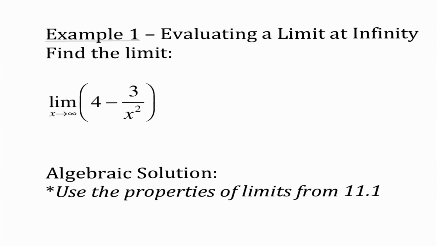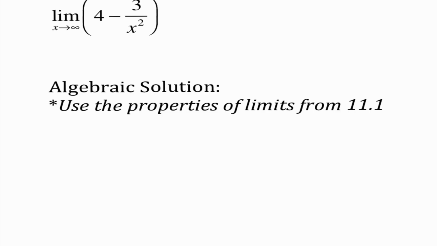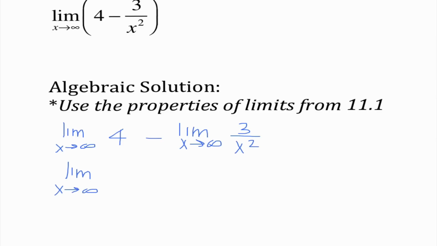It says find the limit. What we're going to have to do here is do this algebraically first. I'm going to have to use some of the properties that we learned back in 11.1. One of the first properties we learned is that if I'm finding the limit of a binomial, we can actually split this up into 2 different limits and subtract them. The other thing we learned is that if I have a constant value, it's kind of like we're factoring it out. We're putting it out in front of the limit.